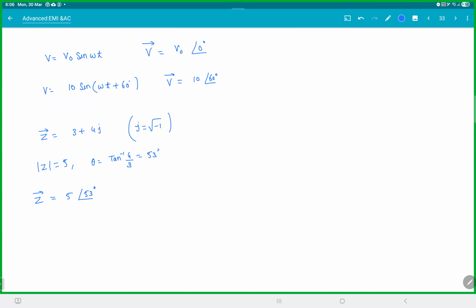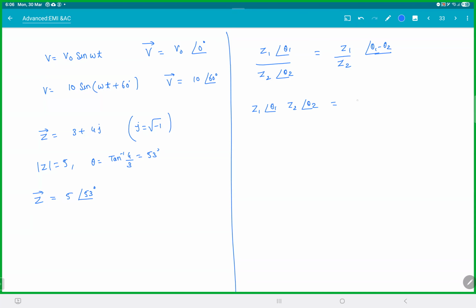So you can write a sine function in phasor form, and you can write a complex number in phasor form. And then you have all your regular operations. If I have to divide z1 angle theta 1 by z2 angle theta 2, this will simply become z1 by z2 angle theta 1 minus theta 2. In complex numbers, remember, cis theta 1 by cis theta 2 is cis of theta 1 minus theta 2. Similarly, if you have z1 angle theta 1 into z2 angle theta 2, this will simply become z1 z2 angle theta 1 plus theta 2.